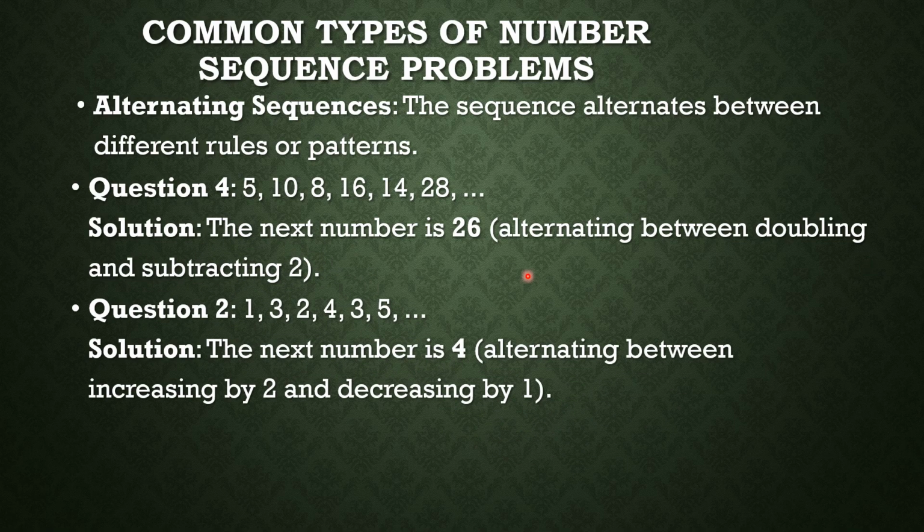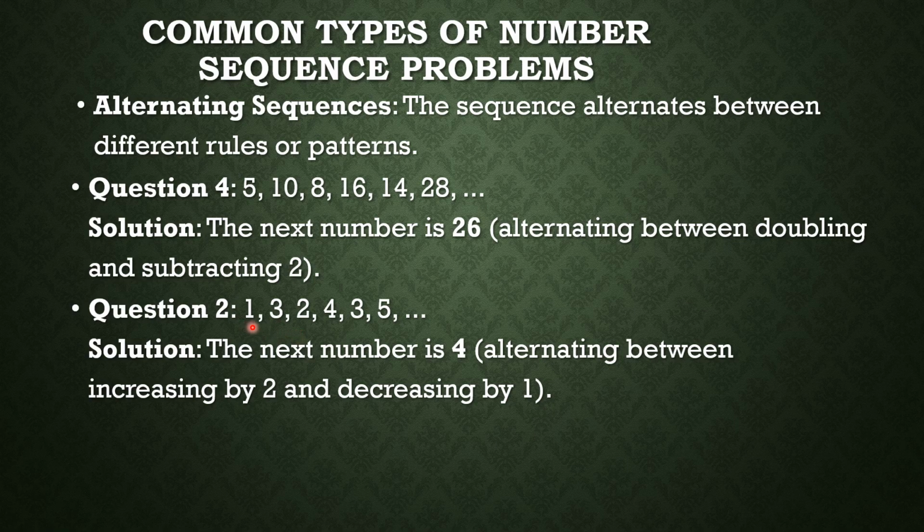If we see the second example, the difference between the first two numbers is 2, but after that there is a decrease of 1, and then again there is an increase from 2 to 4 of 2, and there is again a decrease of 1. So we can again see that this is following two types of pattern: one is addition of 2 and one is subtraction of 1.